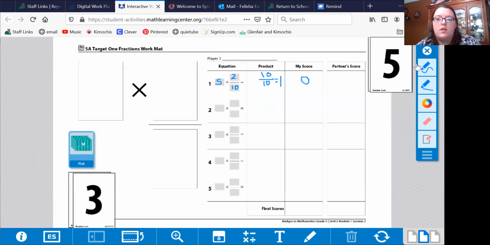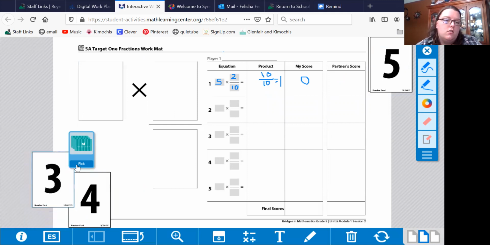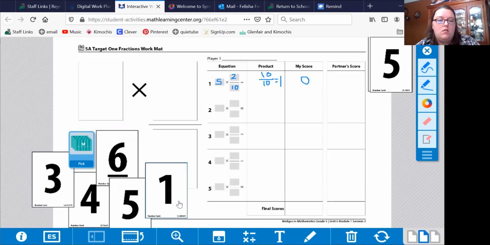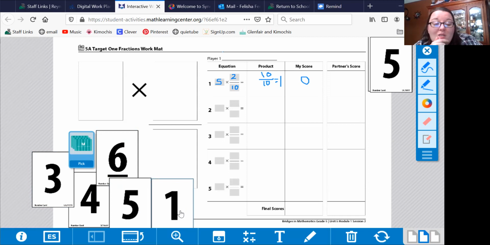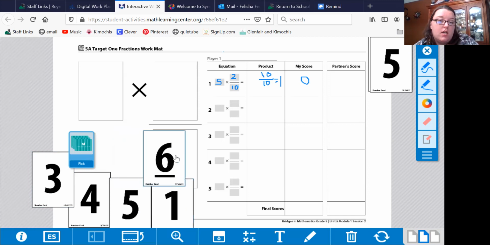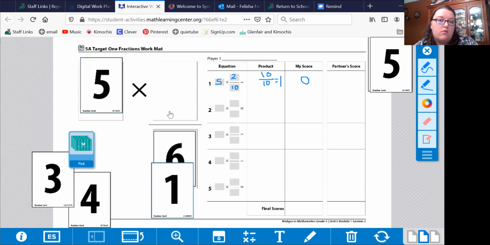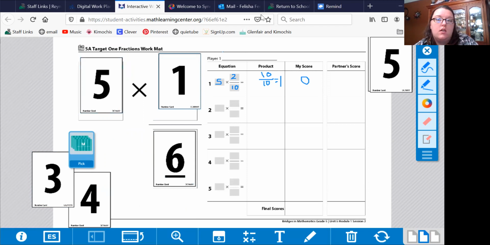Oh, look, we're already there. All right, so I have these two. So I need to pick only 3 more this time. 1, 2, 3. And figure out my plan here. This one is not gonna be as pretty. But I think the closest I can get is going to be 5 groups of 1/6.